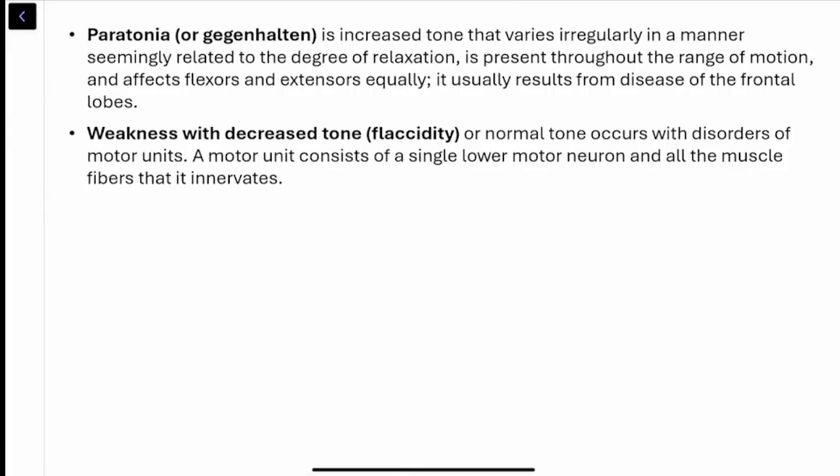Paratonia. Paratonia is increased tone that varies irregularly in a manner seemingly related to the degree of relaxation. It is present throughout the range of motion. In simple English, we have to remember it. But the important point is that it is present in frontal lobe disorders, and sometimes frontal lobe disorders present as psychiatric illness. So in psychiatric illnesses, paratonia may be found, or Gegenhalten.